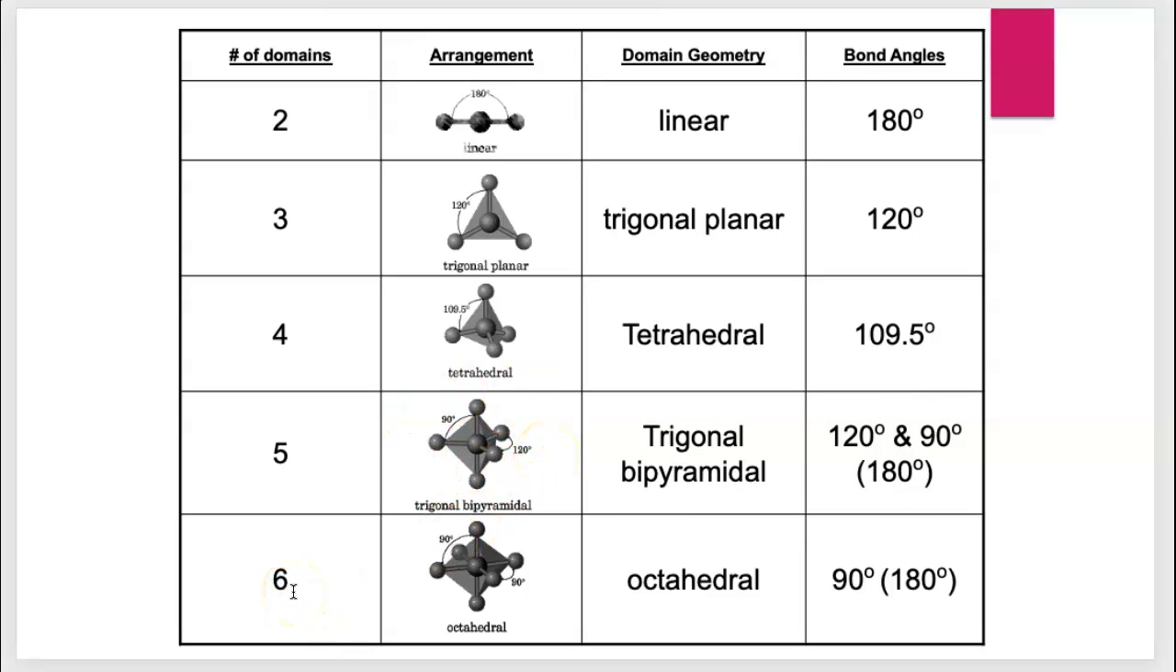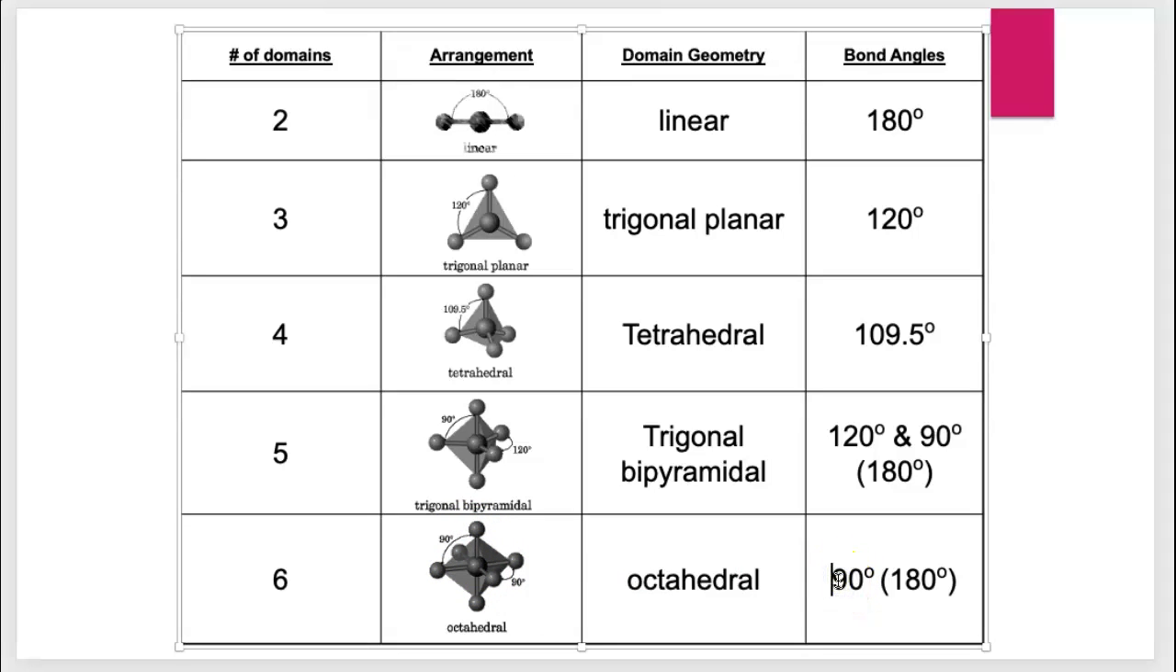And when it's 6 domains, we call it octahedral because oct, of course, means 8. So it's 8-sided. It's a double pyramid, so you'd have to really see the idea. But again, I guess it's like looking at the stars and seeing dragons and whatnot. So octahedrals, all of them are 90 degrees, but technically there's always 180s because there's always an opposite to whichever one we're talking about. So 90s and 180s.